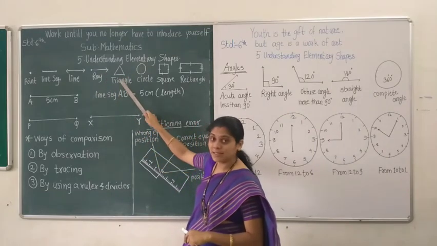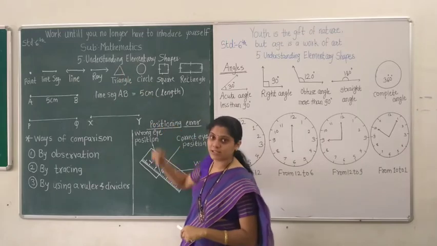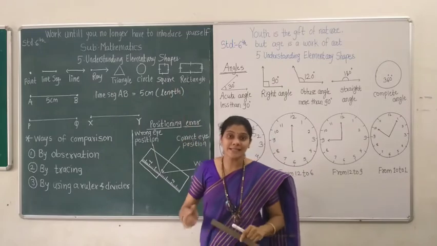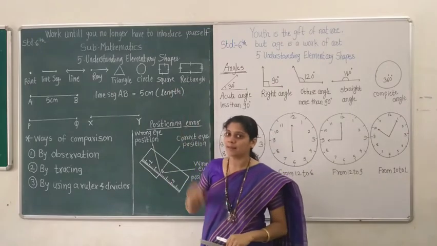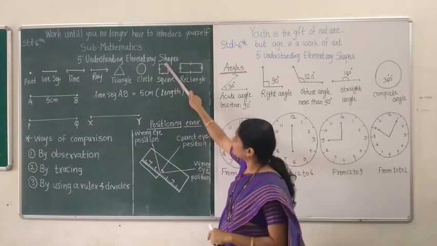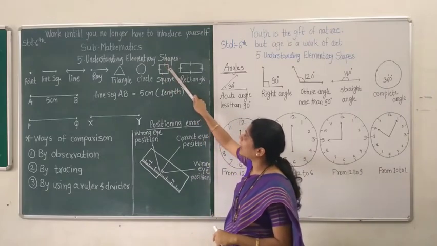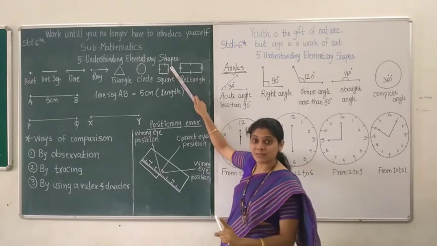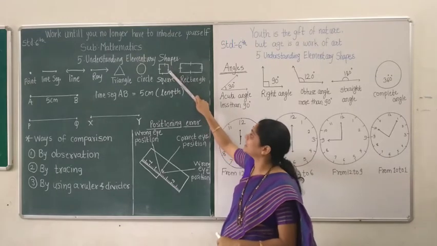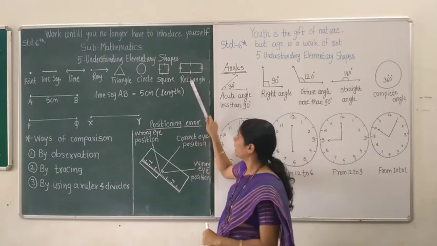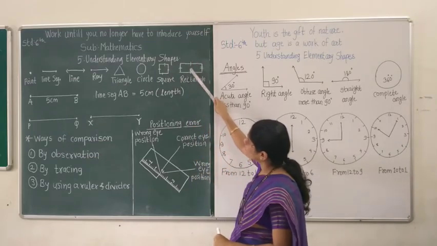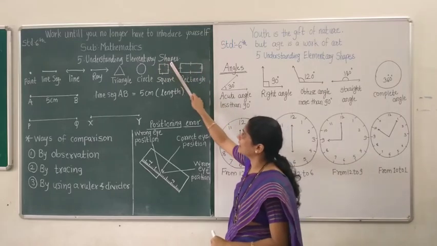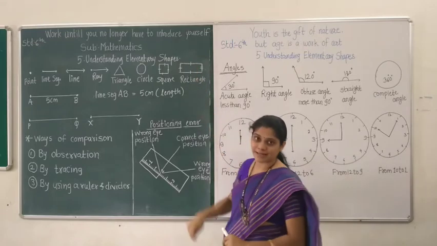This is a triangle because it has three sides and three angles. This is a circle. This is a square. How can we say that this is a square? In this diagram you can see that all four sides have the same sign, that means the same length. So because of these properties we can say it is a square. And here opposite sides are equal and all angles are right angles, like a square. So it is a rectangle.